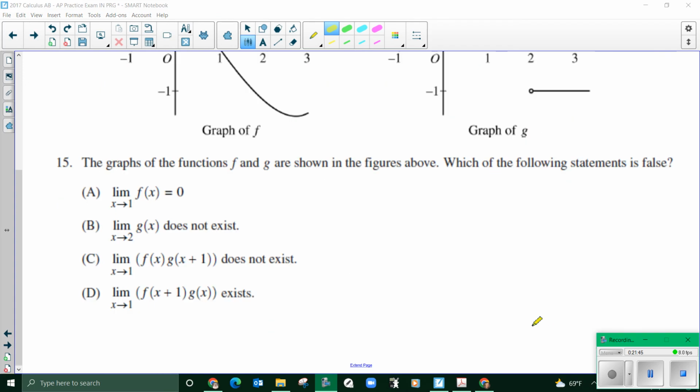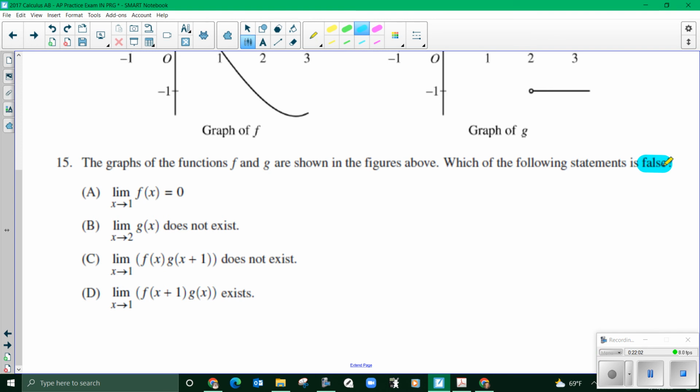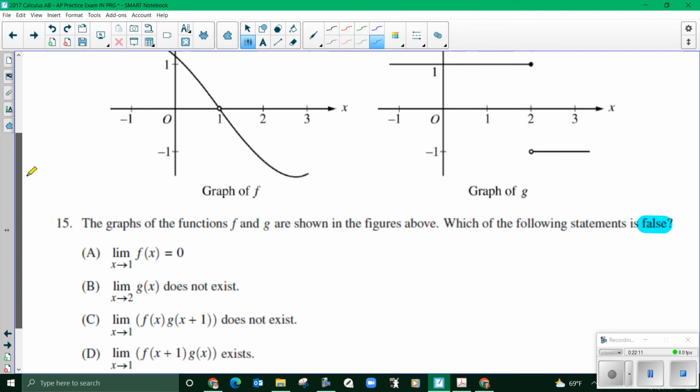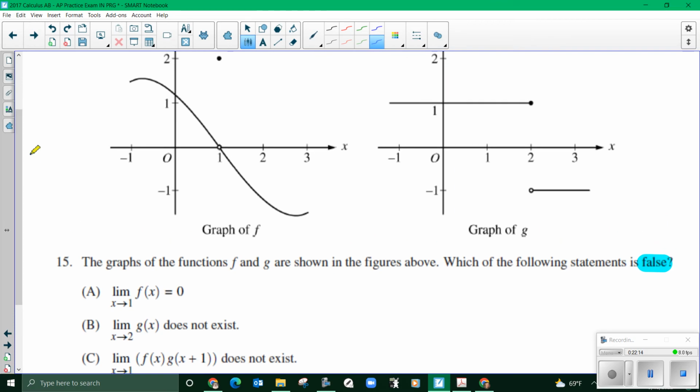Number 15, the graphs of the functions f and g are shown in the figures above. Which of the following statements is false? Okay, that means 3 of these are true. Just don't look at the first true one and circle it. Don't get in that habit. We want the one that's false. All right, let's just go down the line here, okay? A says the limit of f of x as x approaches 1 is 0. Okay, well, as x approaches 1, this way, yeah, the limit is indeed 0. Okay, that's true.